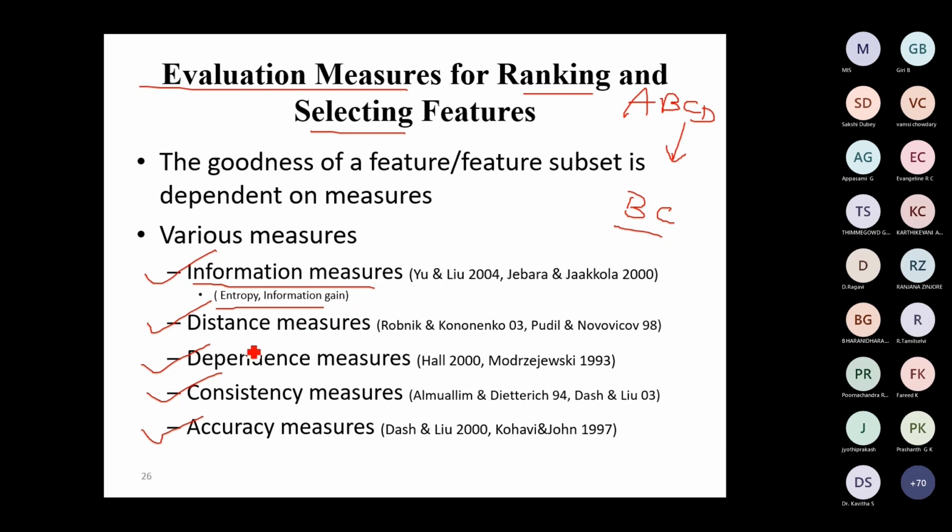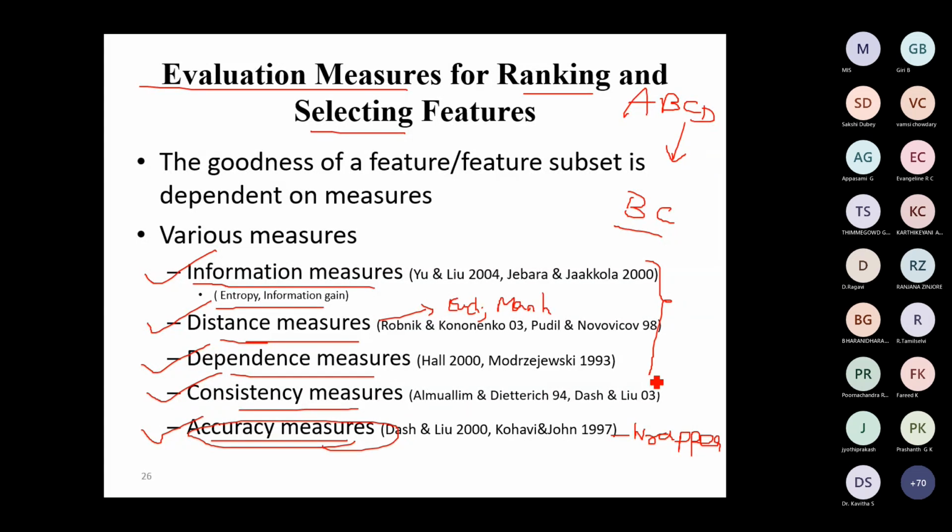And we have distance based measures, that is Euclidean distance and Manhattan distance. These are all the various measures. And dependency measure is another type of measure, I'll talk about that. And then consistency measure and accuracy measure. The accuracy measure comes for the wrapper based method, because the wrapper based method uses a classifier. So for the wrapper based method alone, we use the accuracy measure. The other measures are all used for filter methods.